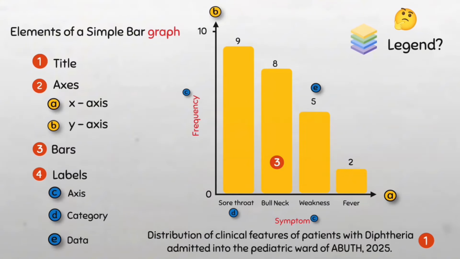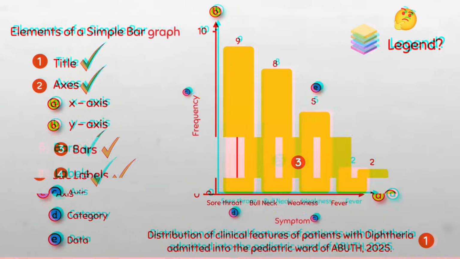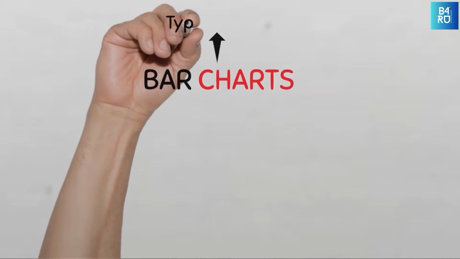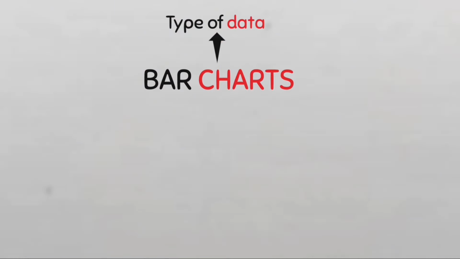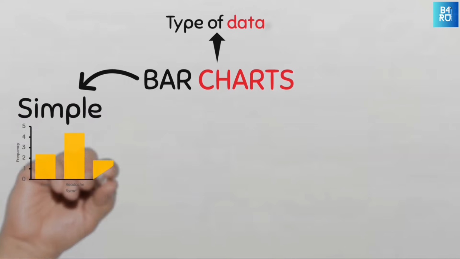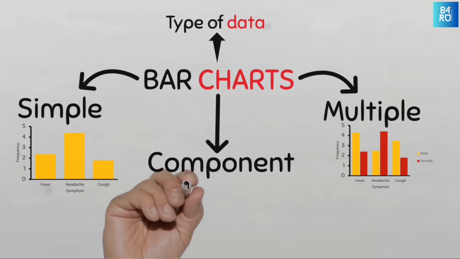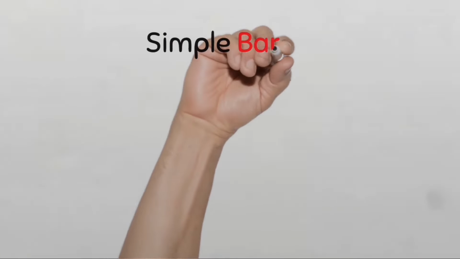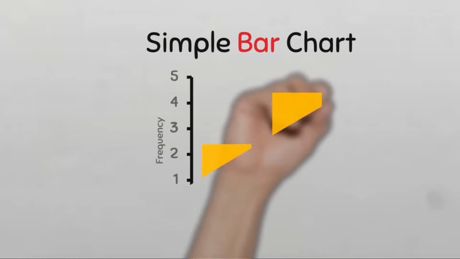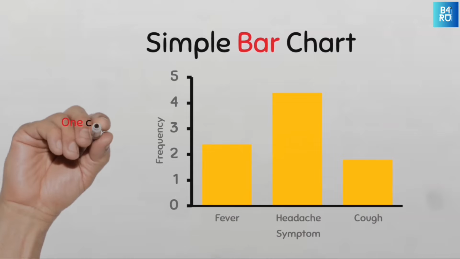Alright, so these are the four main components or elements or parts of a simple bar graph. The title, the axes, the bars, and the labels. There are several types of bar graphs depending on the type of data you want to present and the story you want to tell. The three most common ones include a simple bar chart, multiple bar chart, and component bar charts. In a simple bar chart, the bars represent the whole of the magnitude of a single categorical variable.